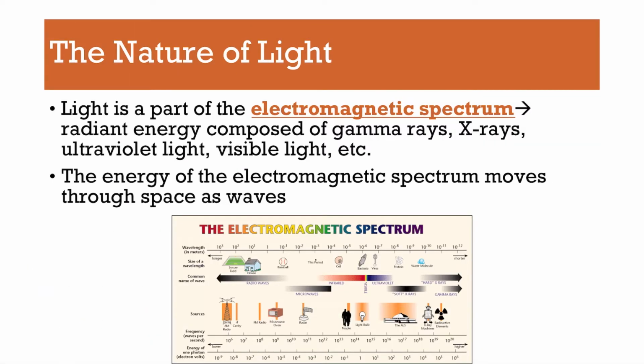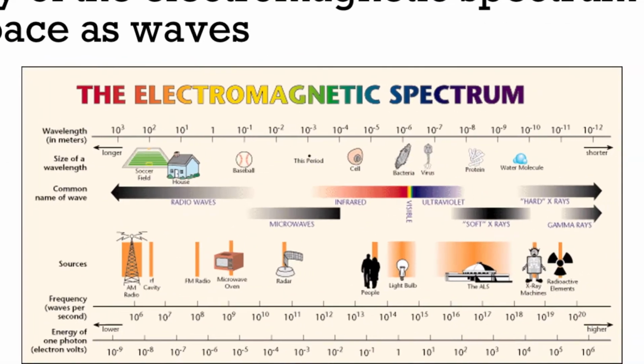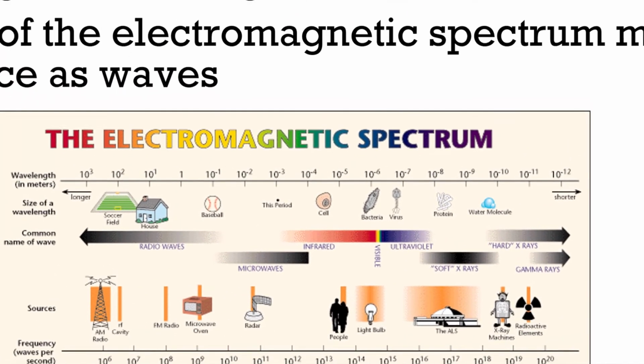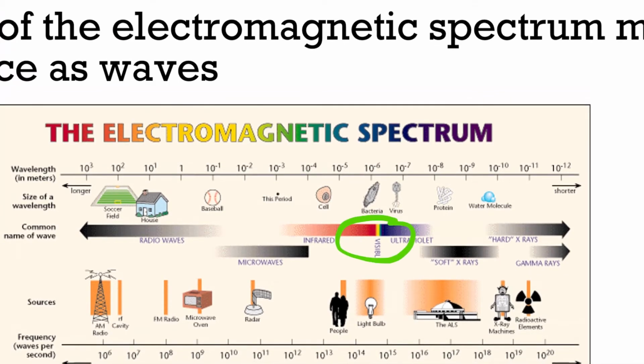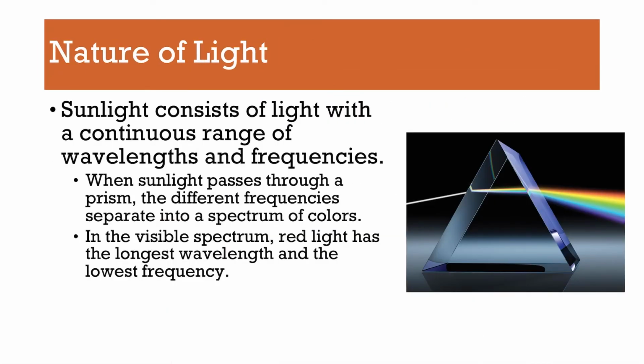So just a bit of background on the nature of light. Light is a part of the electromagnetic spectrum, that's the radiant energy composed of gamma rays, X-rays, ultraviolet light, visible light, and all this other stuff. Sunlight and different lights have different wavelengths and different frequencies, and depending on what it is, you can look at the wavelength and the frequency.